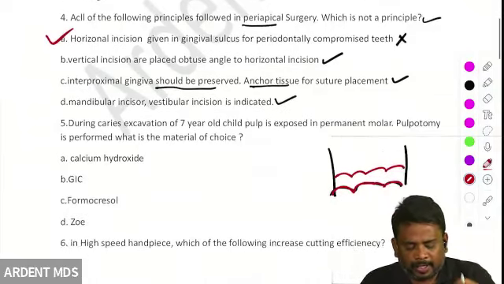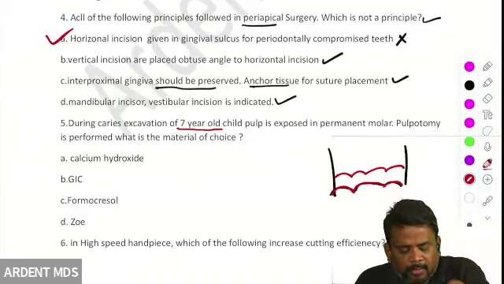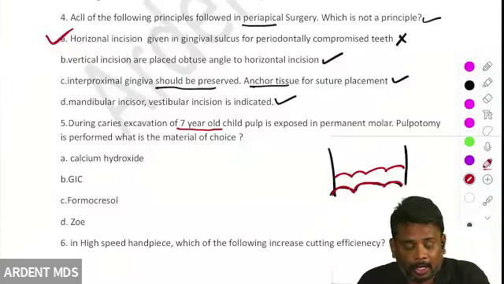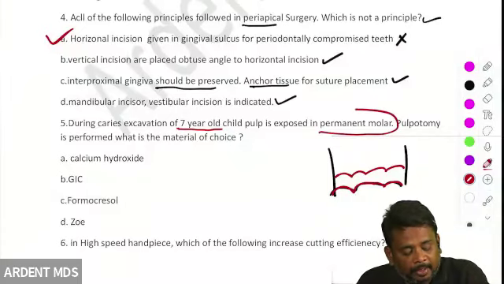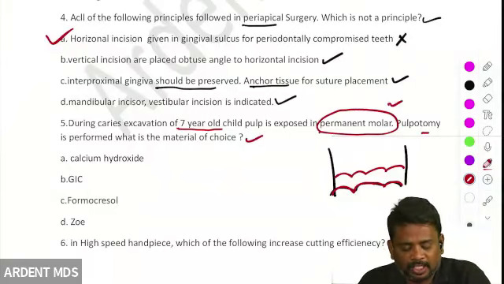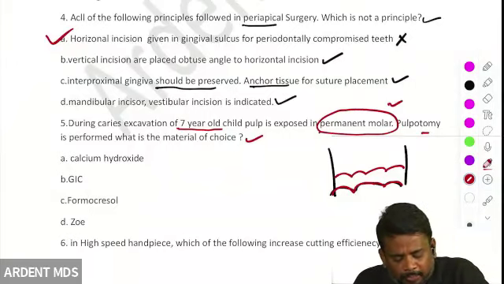Right. So question number 5, students. There is a question which is very important. In these types of questions, the age is very important. A 7-year-old child, pulp is exposed in the permanent molar. It itself is given whether it is a primary molar or permanent molar. A pulpotomy is performed. What is the material of choice? After you do the pulpotomy, do you go for formocresol? Yes, but formocresol is used primarily for deciduous teeth, not for permanent teeth.